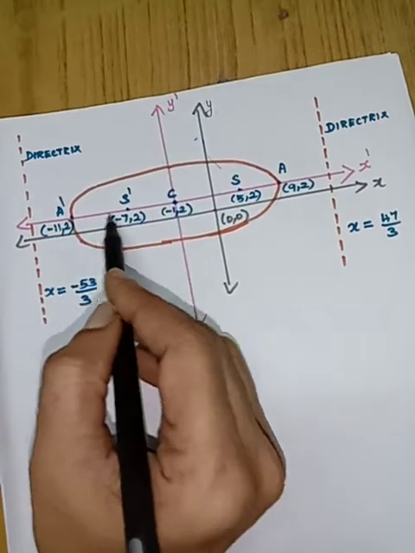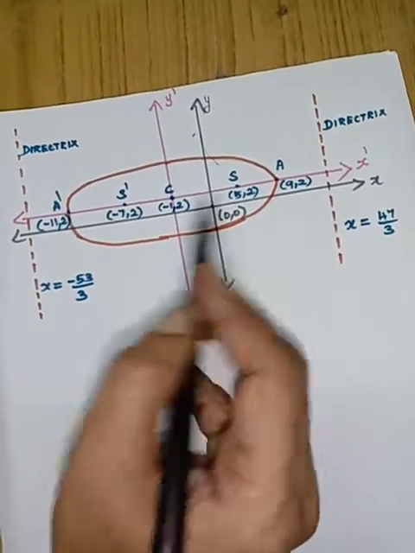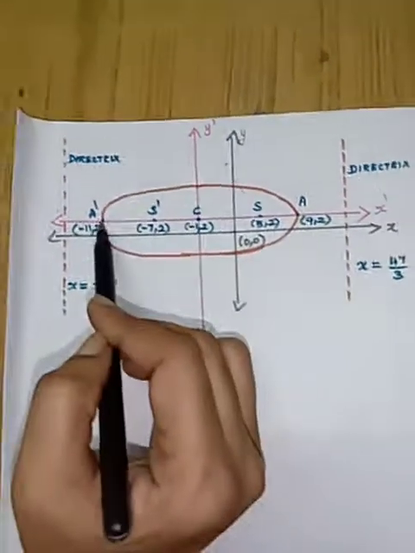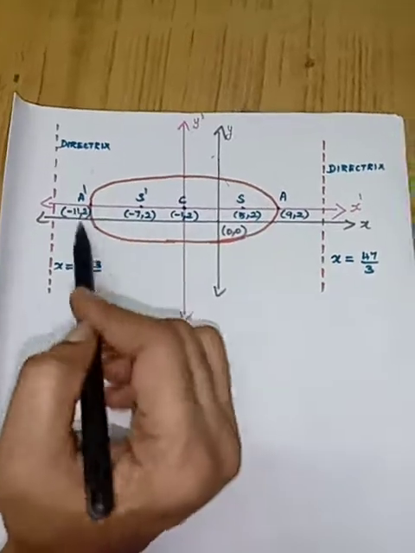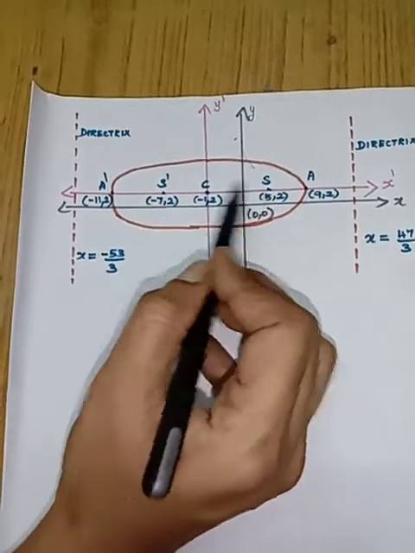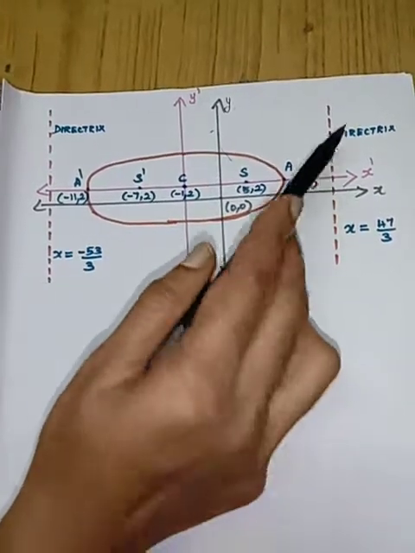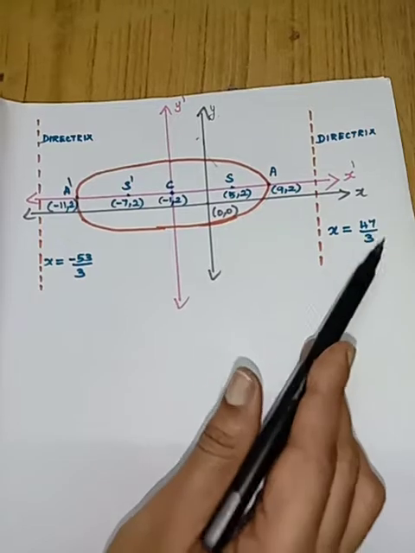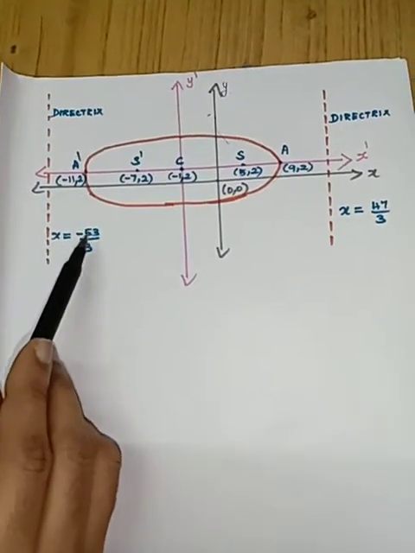So the major axis is parallel to x axis. So the ellipse will be like this. So I have to mark the vertex here. Through the vertex the ellipse has to pass. Okay, so here you have to mark the foci. And these are the directrices whose equations are x is equal to 47 by 3 and x is equal to minus 53 by 3.